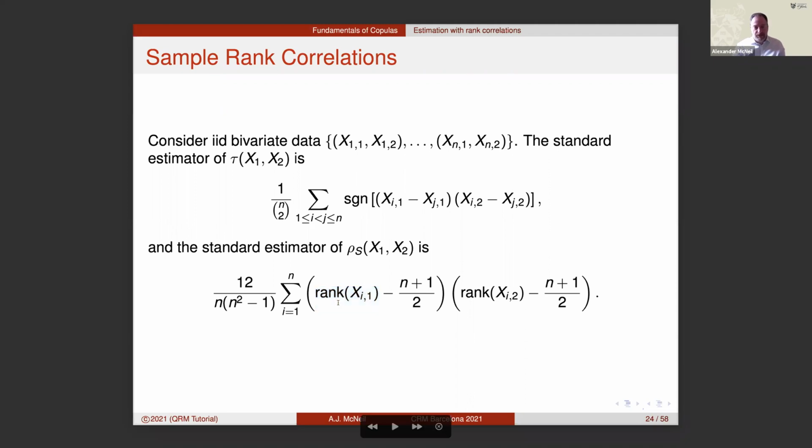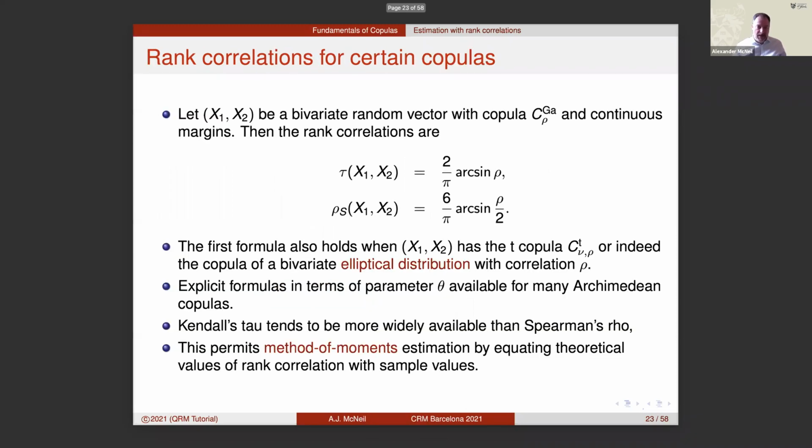So this just means rank xi1, the ranking of the ith observation of the first variable within the sample for the first variable. Is it the smallest? Is it the biggest? Is it in the middle somewhere? So that gives a method of estimation, which is an alternative to maximum likelihood.